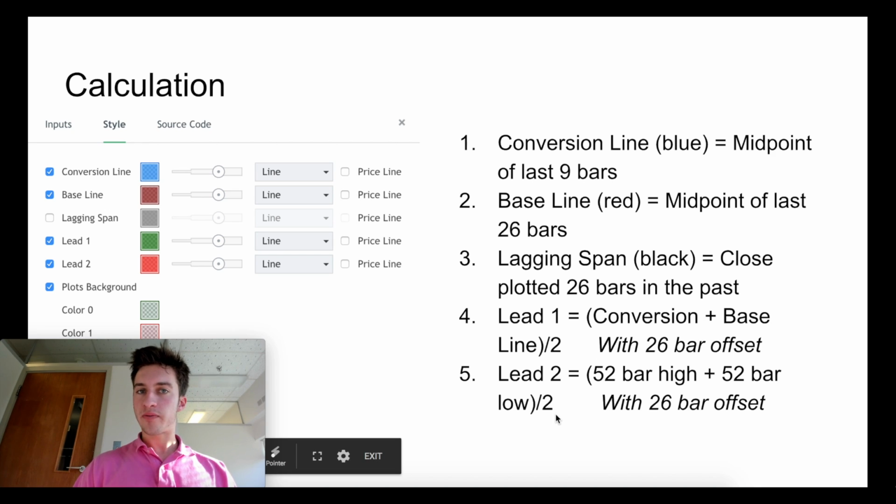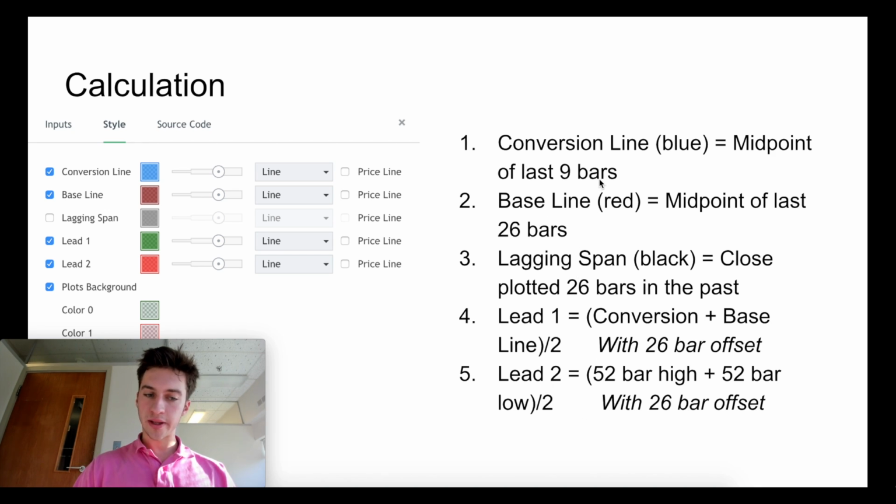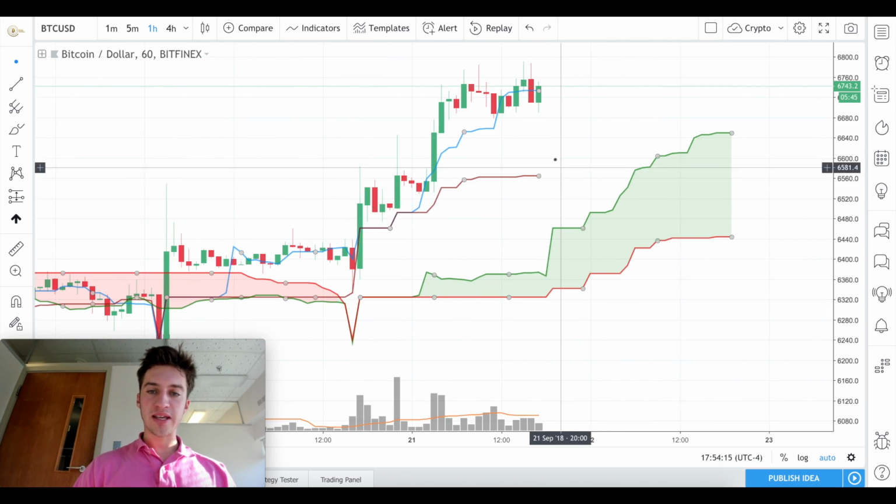Basically just the midpoint of the last 52 bars in a similar way to how the baseline and conversion line are calculated, except this is 26 bars in the future. So what that's going to look like is this.